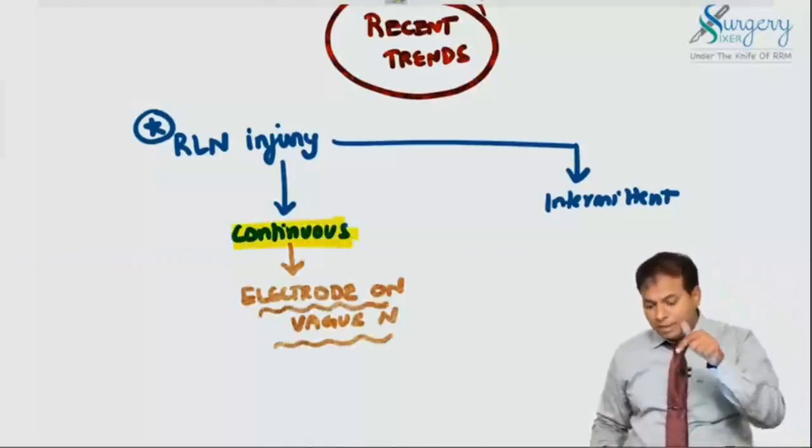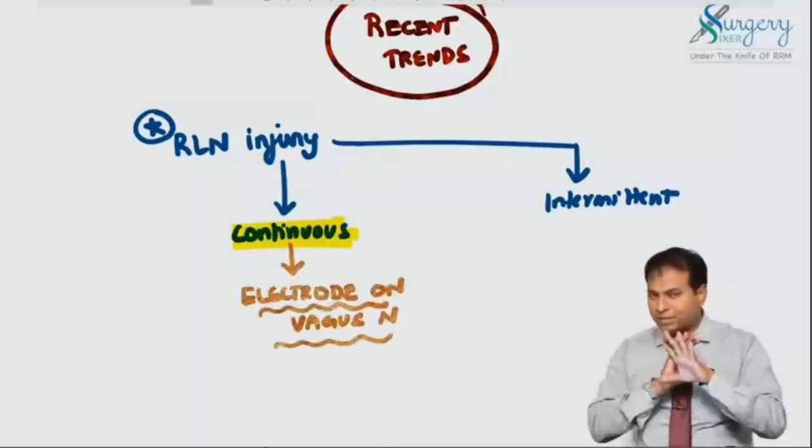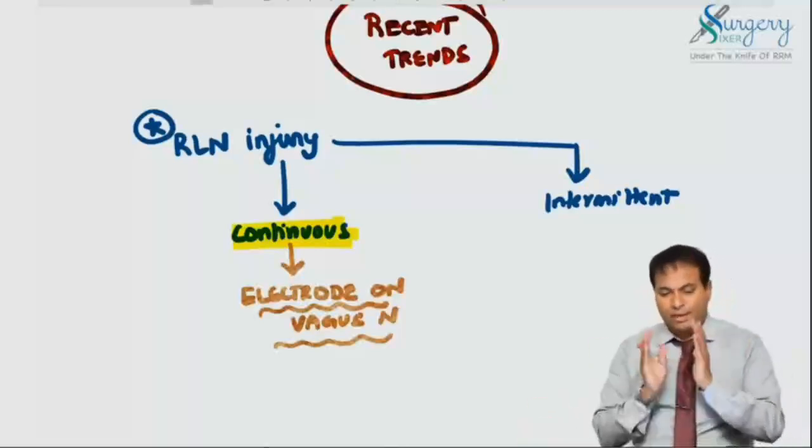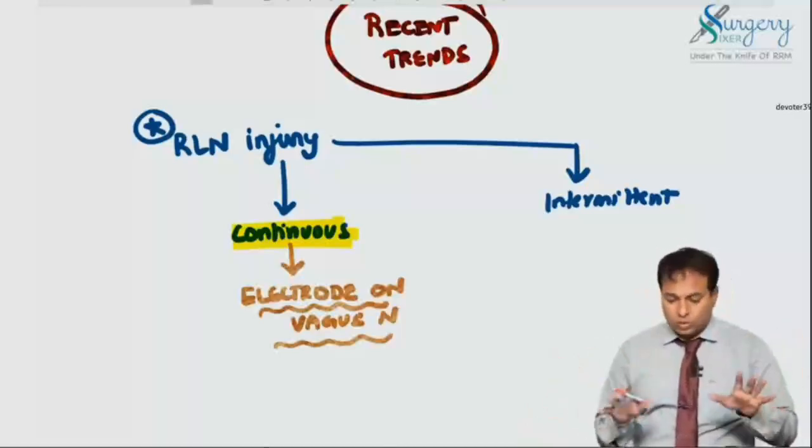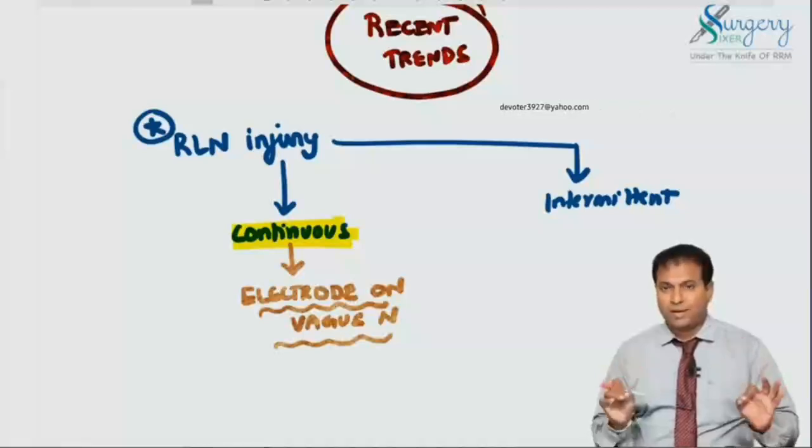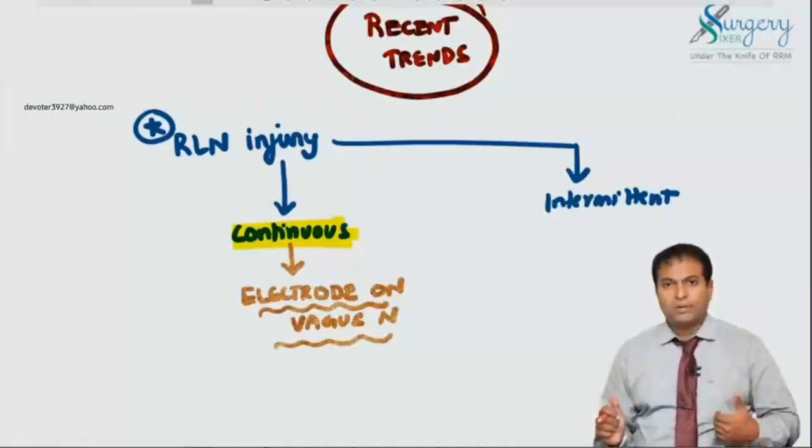I'm discussing this because it is there in Bailey and Love. Certain points you may feel I'm discussing too much, but it is not. I'm not discussing anything too much. Only what is there in Bailey and Love I'm discussing, and some interesting points from Sabiston and Schwartz I'm putting inside. I don't want a PG aspirant to miss any point. Those who are seeing this app should not miss a single point. That is my important thing while taking classes.